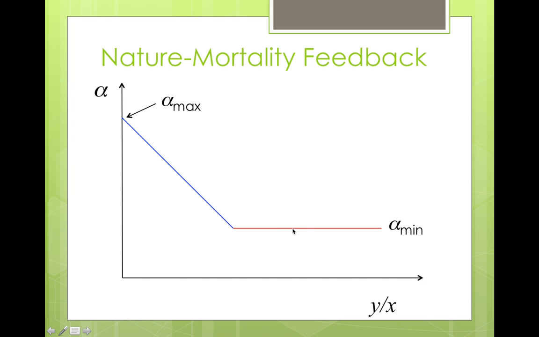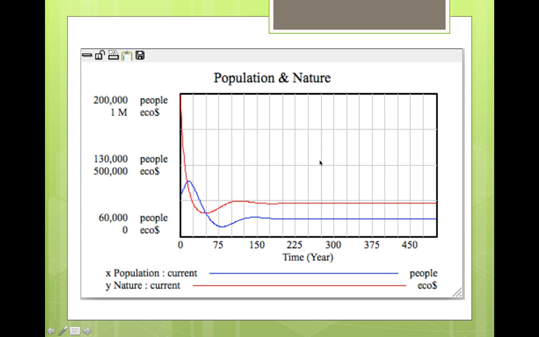Now we parameterize this model. I'll show you that in Vensim, and then you can see a couple of things. Here's a graph of population and nature. Population is given by the blue line, and it's in people, and nature is given in a funny unit. We're going to call them ecological dollars, just to measure it as capital.